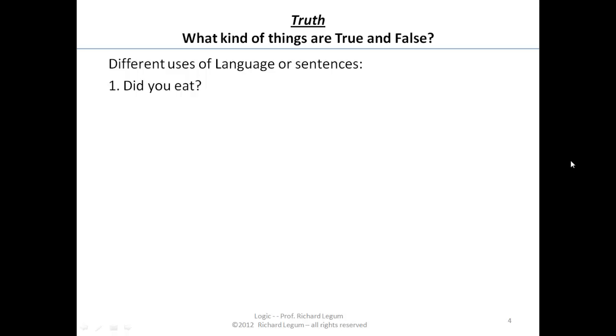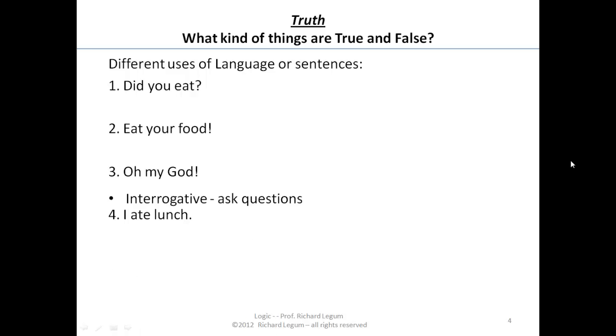For example, here's a sentence. Did you eat? Or there's another kind of sentence. Eat your food. You know, your parents sometimes use that sentence, or when you were younger, they used that sentence to get you to do something. Then you might have something like, oh my God. Those are all sentences. I ate lunch, another sentence.